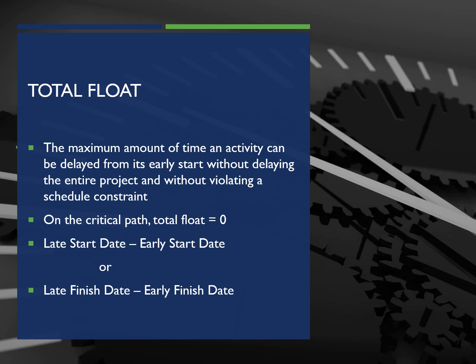Total float, we already kind of talked about this, but we're just going to touch on it briefly here. It is the maximum amount of time an activity can be delayed from its early start without delaying the entire project and without violating a schedule constraint. So typically on a critical path, we have a total float of 0. That's what we like to see. It's calculated by taking the late start date minus the early start date, or the late finish date minus the early finish date, and that will give us this number.